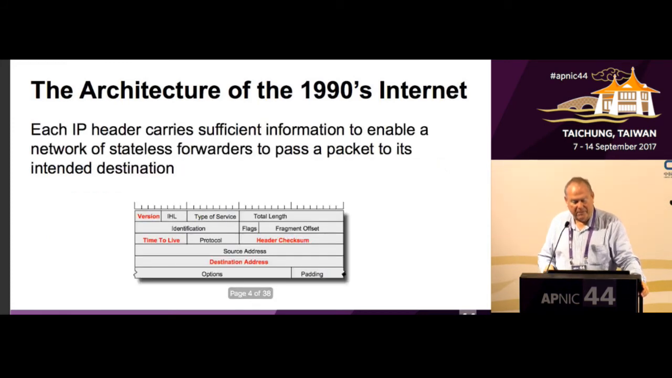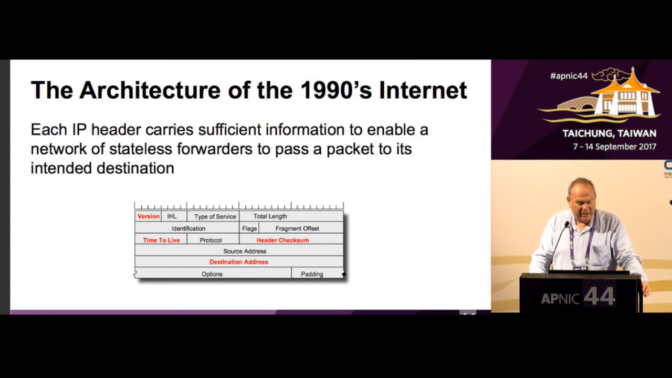This is the way it worked. So the architecture you can actually see in the IPv4 header, because each header of a packet had just enough information to send it one hop further.